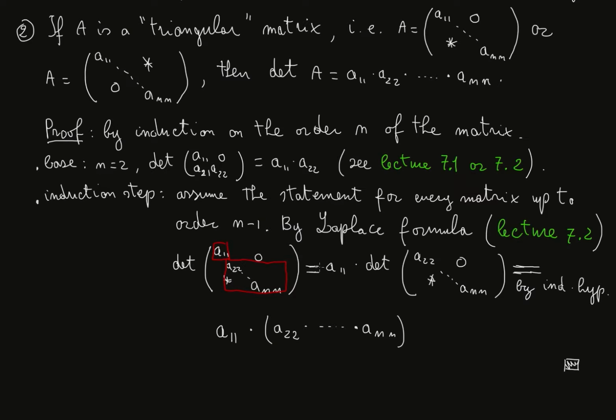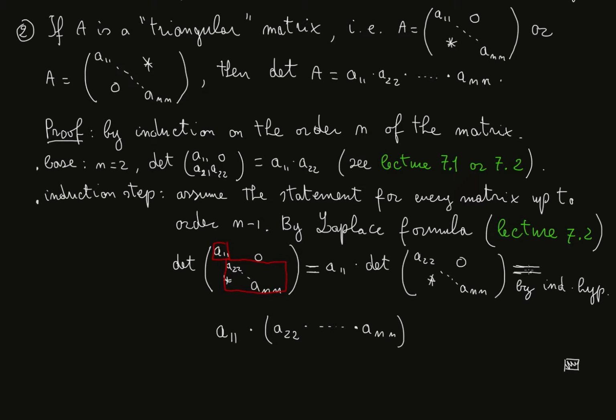So the Laplace formula yields that the determinant of this matrix is going to be a11 times the determinant of this submatrix, the submatrix that we obtain deleting the first row and the first column, which is precisely the one I've written here, starting from a22. Now notice that this matrix is a square matrix. It is an n-1 by n-1 matrix, and it is triangular itself. Therefore, we can apply the induction hypothesis on this matrix and conclude that the determinant of this matrix is precisely the product of the elements along the diagonal.